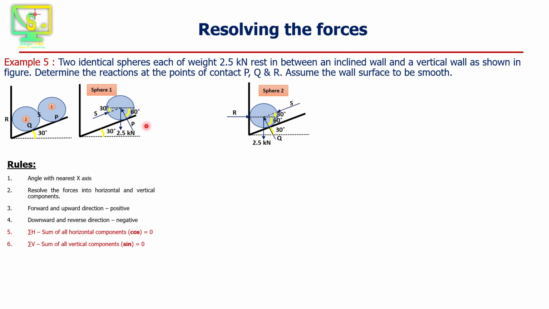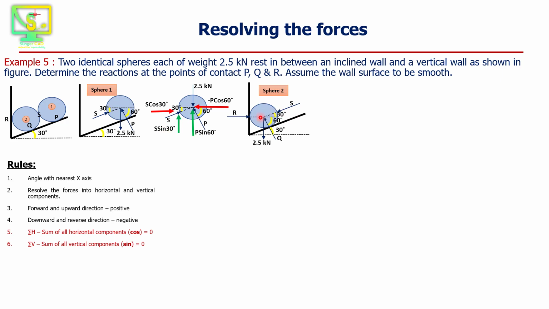Now we have to resolve the forces to find the values of P, Q and R. First let's resolve for sphere 1. If we resolve, just I took this 2.5 kN to here for clear understanding. Now we resolve this P into minus P cos 60 degree and plus P sin 60 degree, and we resolved this S into S cos 30 degree and S sin 30 degree.